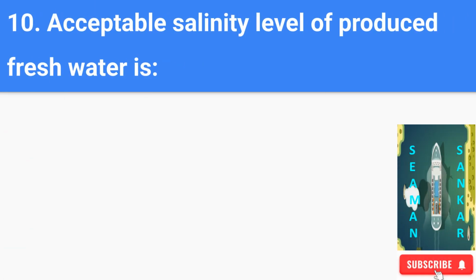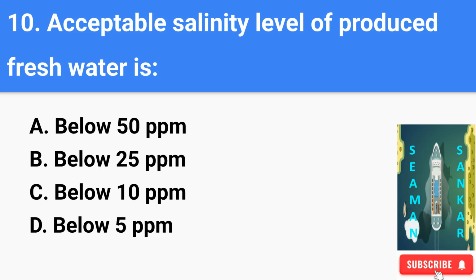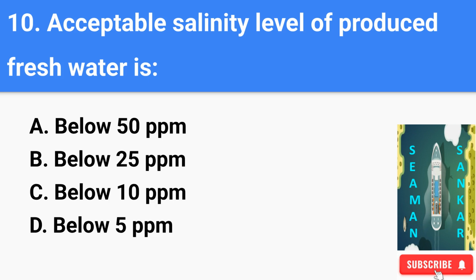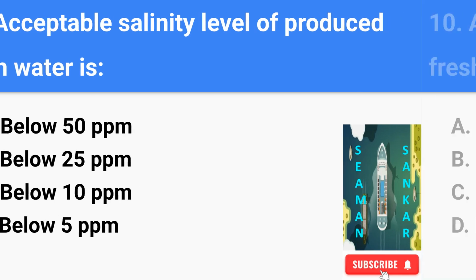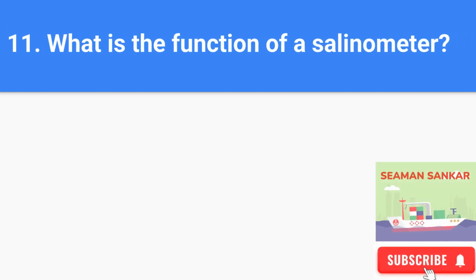Question 10. Acceptable salinity level of produced fresh water is A. Below 50 ppm, B. Below 25 ppm, C. Below 10 ppm, or D. Below 5 ppm. The acceptable salinity level is C. Below 10 ppm.